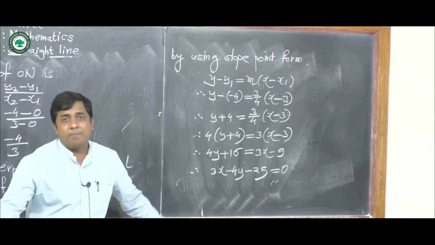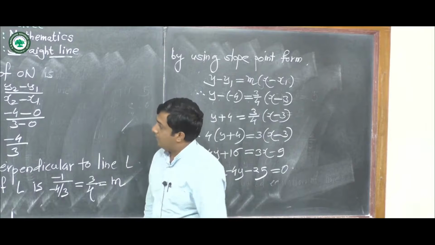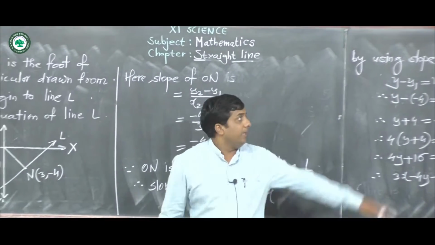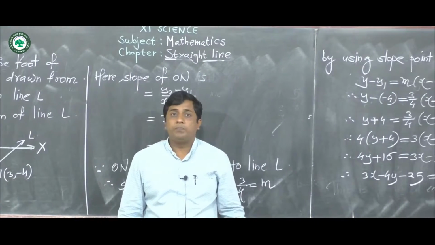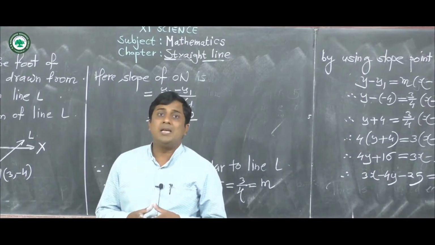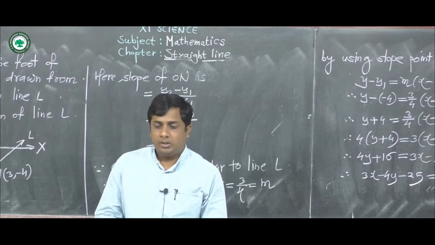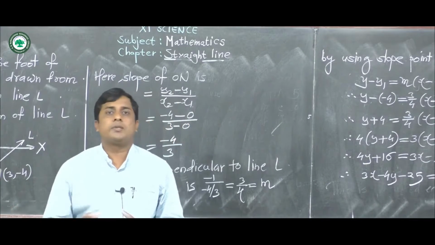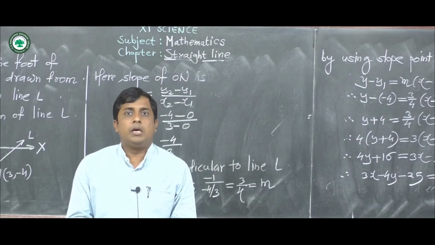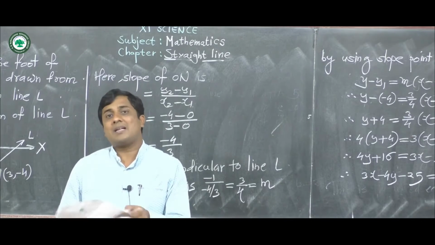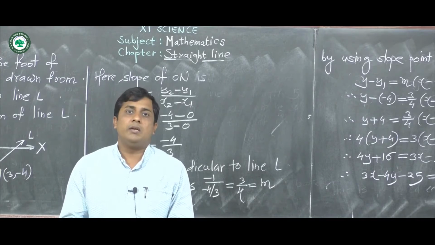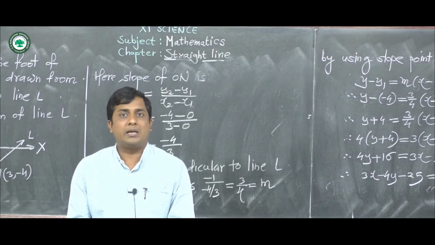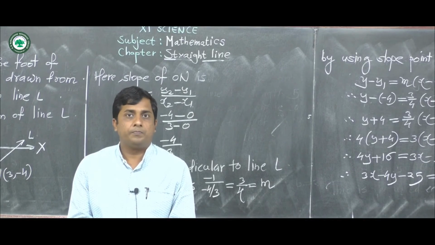So, a very simple example it is, directly by using our foot of perpendicular, using the slope point form, we find the equation of the line. Okay. So, in today's lecture, we see two standard forms. First is double intercept form, then we see the normal form, and we see some important examples related with these forms. Thank you.